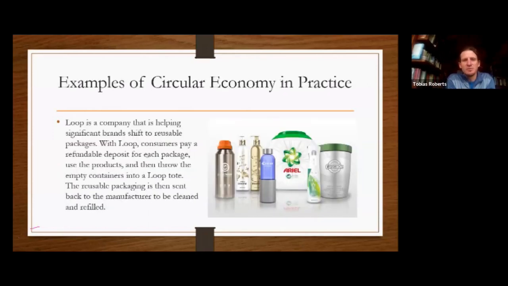So here are a few examples. What does circular economy look like? Where it's not just greenwashing, where it's not just some major transnational corporation trying to tell us that they're really good stewards of the environment when they're really not doing anything. What is a true example of circular economy? There's a company called Loop. They are based out of somewhere in the European Union, I forget exactly, but they're a company that is helping large brands, large transnational corporations, to shift to reusable packaging.